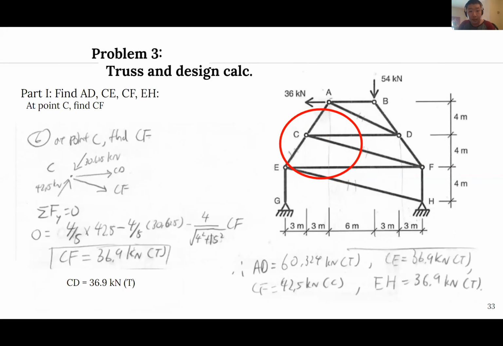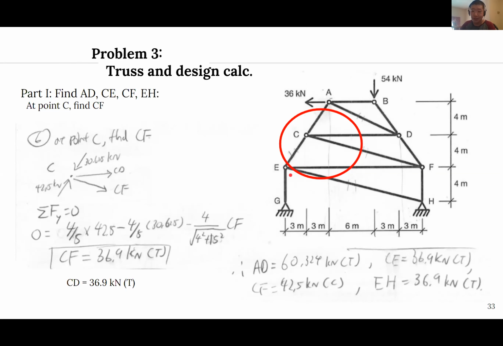Then finally, looking specifically at point C, you want to find out what member CF is, because you already know what AC and CE are from previous calculations, and you know that CF is the only unknown with a horizontal component in terms of its force. By taking all of the horizontal forces and equating them to 0, you'll find out that CF is 36.9 kilonewtons in tension.